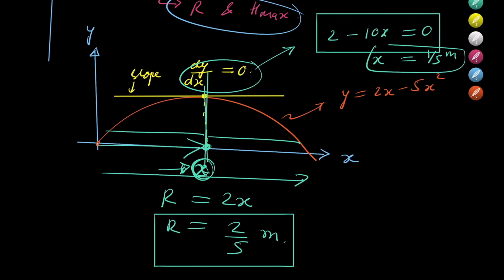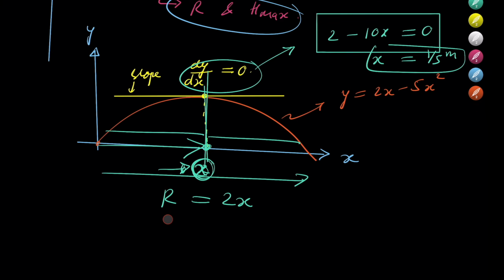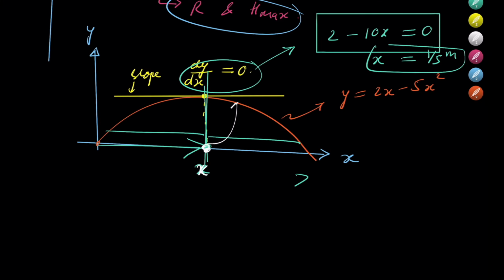Okay, h max. Now for h max, what will we do? We have the value of x, the x coordinate at this point. The x coordinate is known. We'll put that x coordinate in the equation, and it will give me the y coordinate. That is this distance, and this distance will be h max. So whatever x I have got, I will put it in the equation here, and I will get the y coordinate, h max.